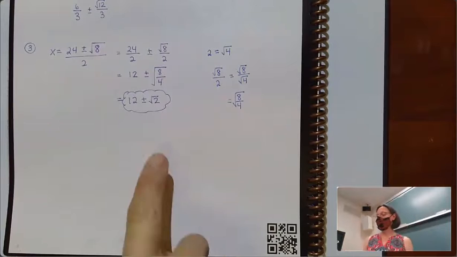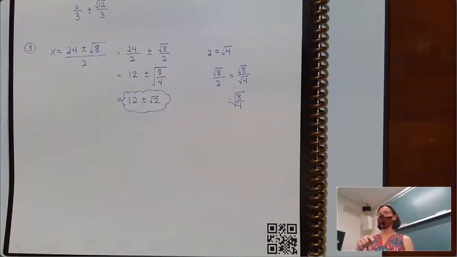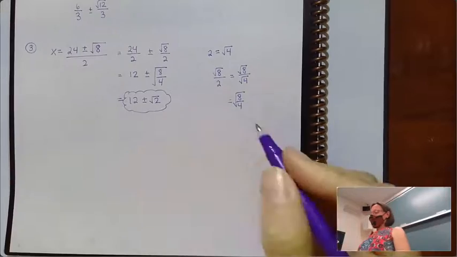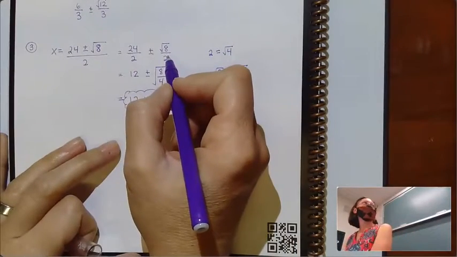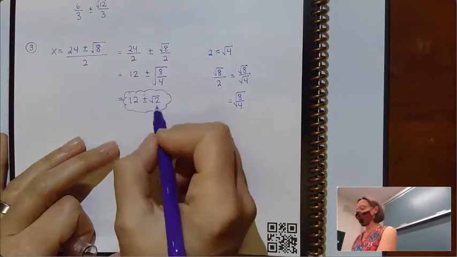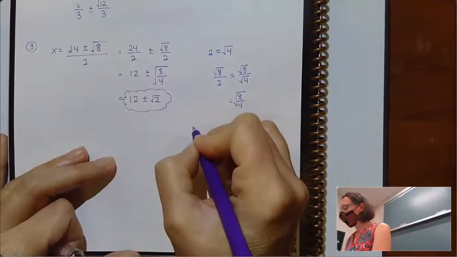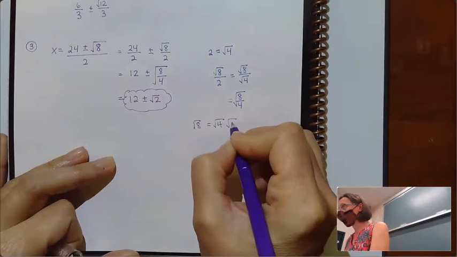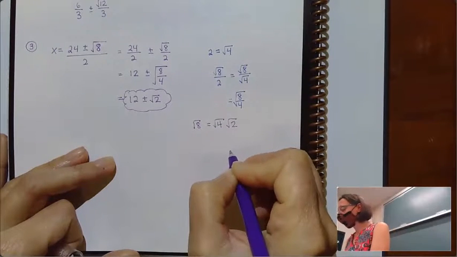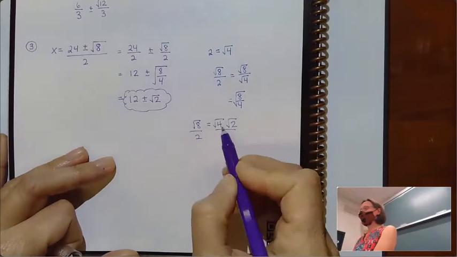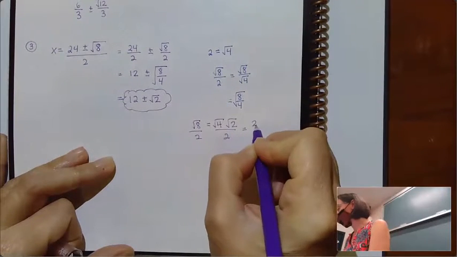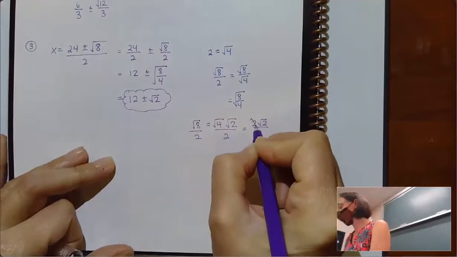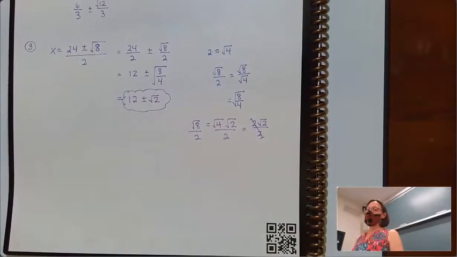So there's another alternative method for how to get there that I'm going to borrow from the chat here. The other option to get to this final answer would be to look at that square root of 8 and think about it as the square root of 4 times the square root of 2, and that whole thing was over 2. And then take the square root of 4, which is 2, so you have 2 square root 2 over 2 and they cancel. Either method works.